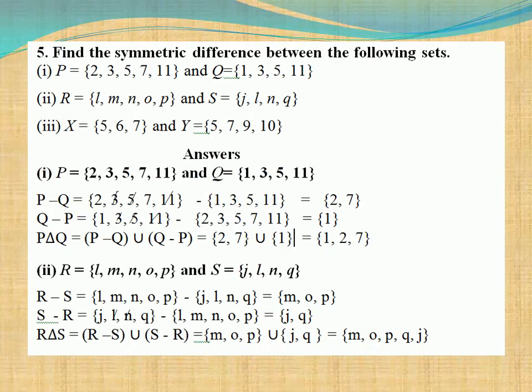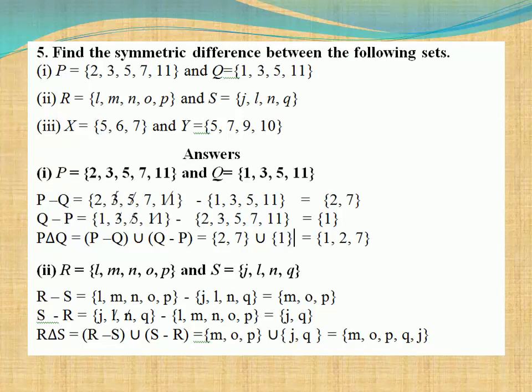Fifth sum, find the symmetric difference between the following sets. First subdivision is given, P equal to 2, 3, 5, 7, 11 and Q equal to 1, 3, 5, 11. You know the formula for the symmetric difference. P symmetric difference Q is equal to P minus Q union Q minus P. For this, first you have to find P minus Q. P minus Q, you have to cancel the common elements from P and Q, that is 3, 5, 11. The remaining elements from P you have to write, that is 2 comma 7.